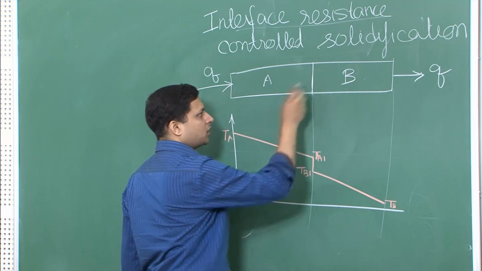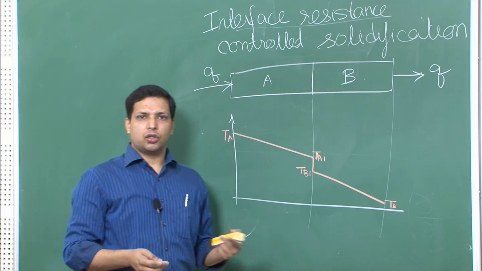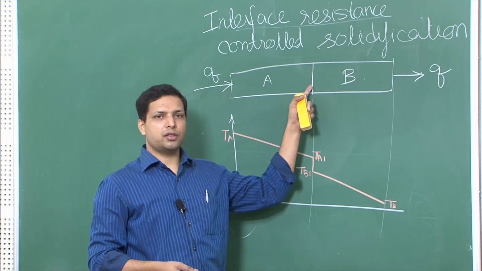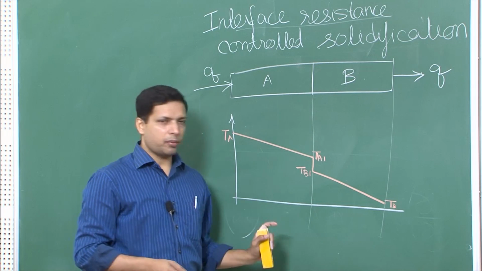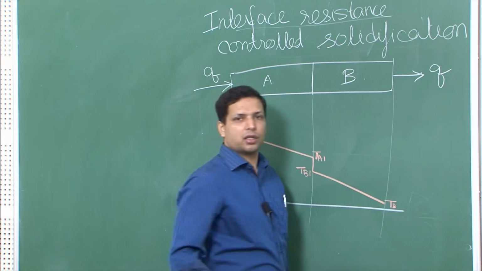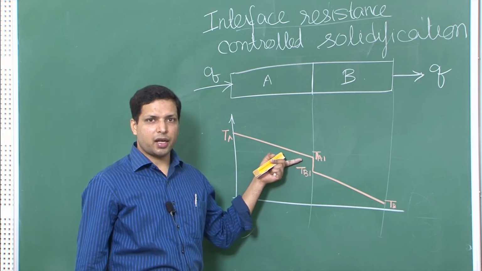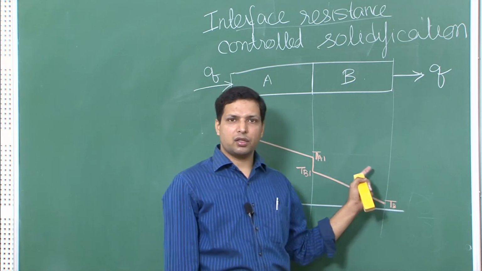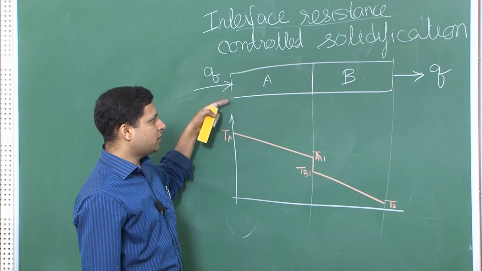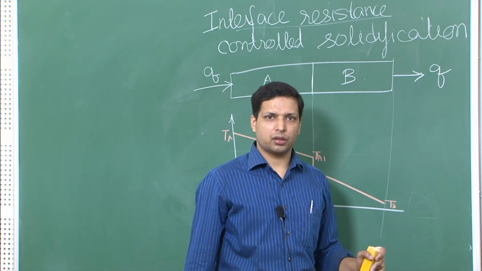Now this drop in temperature is what we are referring to as interface resistance, because the conduction between the A and the B material is not taking place as smoothly as you would like to; there is a resistance created, and this resistance leads to a temperature drop. But this does not mean that the total amount of heat going in will change. If it is in a steady state, which we have drawn, because you see this is a straight line, it means it is in a steady state. So in the steady state the amount of heat going in will be equal to the amount of heat going out.